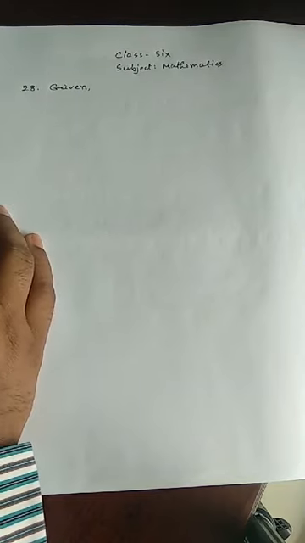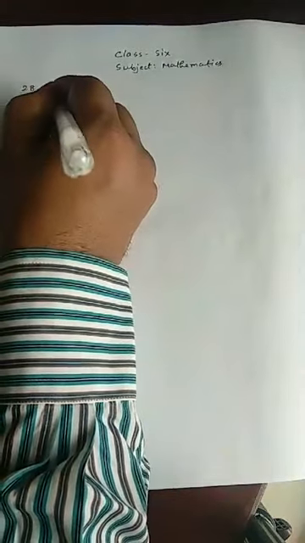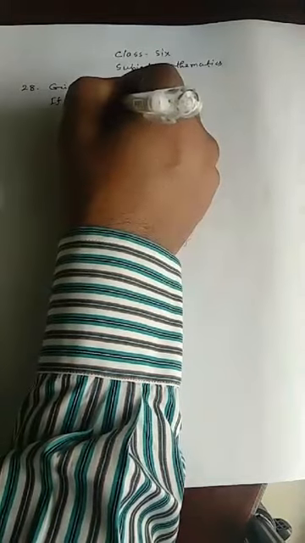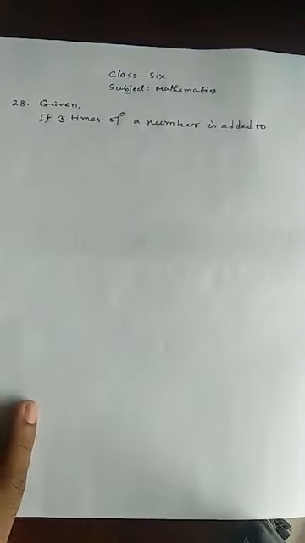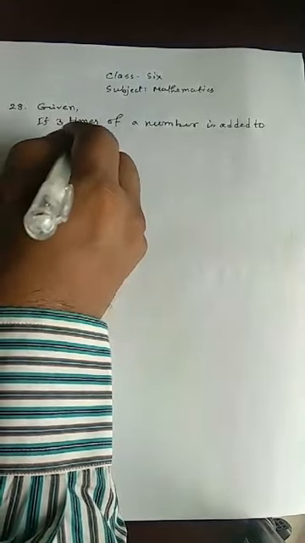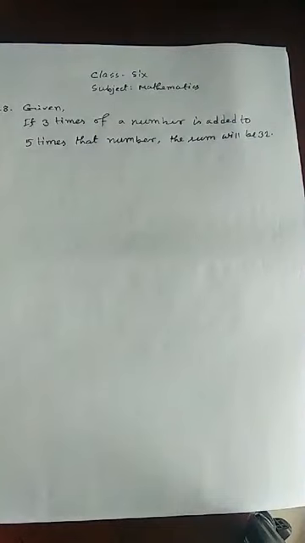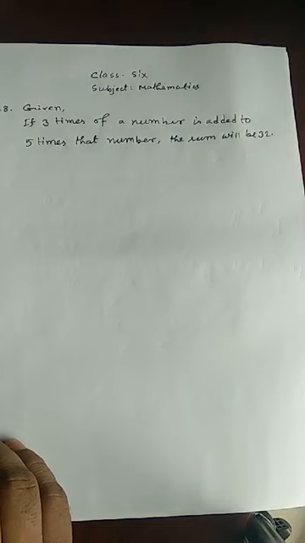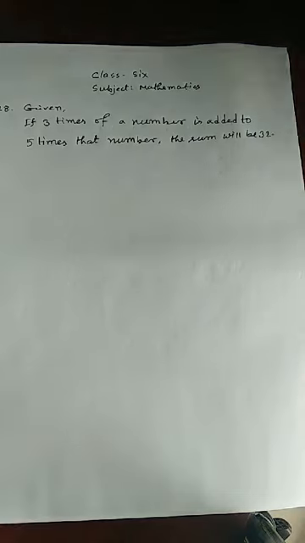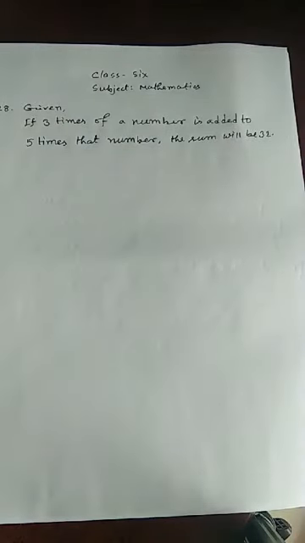Given: if 3 times of a number is added to 5 times that number, the sum will be 32.